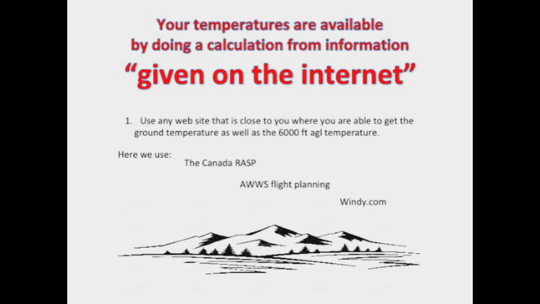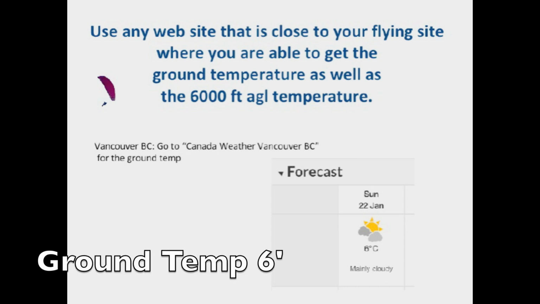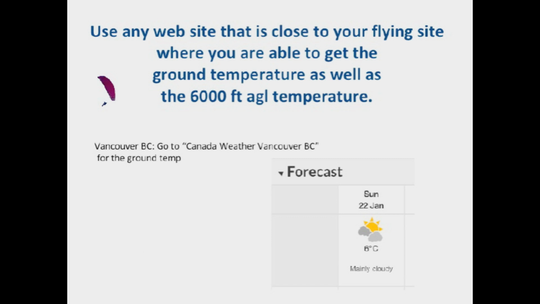Okay, so when you get out there and you're traveling or at your local sites, get your ground temperature and get your 6,000 foot temperature. We use the RASP. AWWS flight planning is fantastic for that, and windy.com will give that to you as well. So when you're doing your searches, look at the area where you're able to get the ground temperature and the 6,000 foot temperature for that exact area. Even if it's not right on your site, it's going to give you a pretty good idea as to the lapse rate for the day in that area.